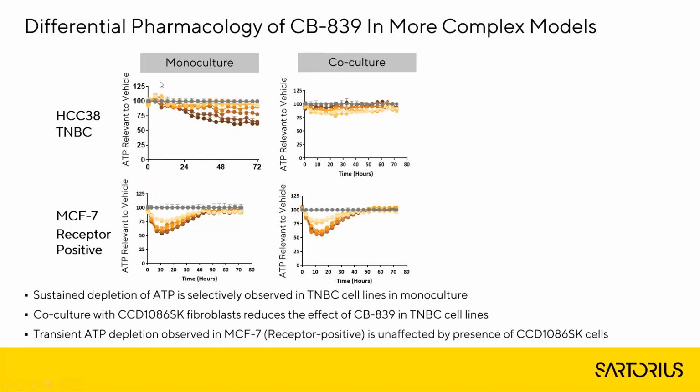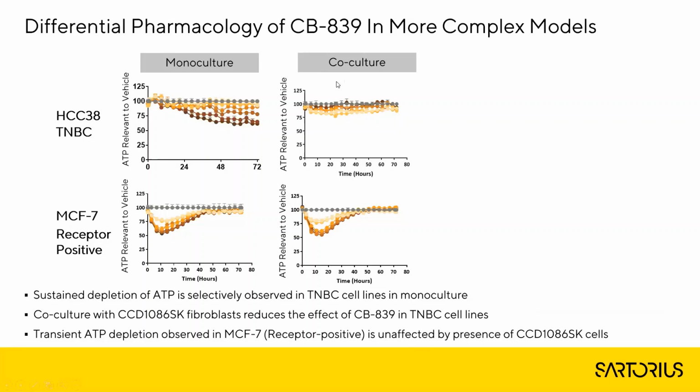And in monoculture, that's what you're seeing here. As you increase the amount of CB839, you see a decrease in the amount of ATP. So we are blocking glutamate as a fuel source for generating ATP in these triple negative breast cancer cell lines in monoculture. Well, look what happens when you put them in co-culture.